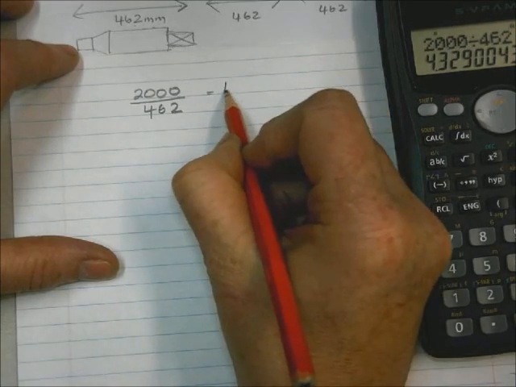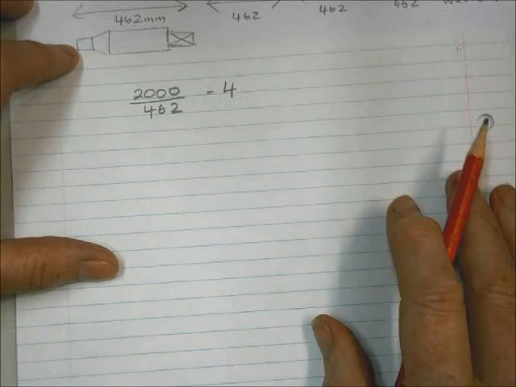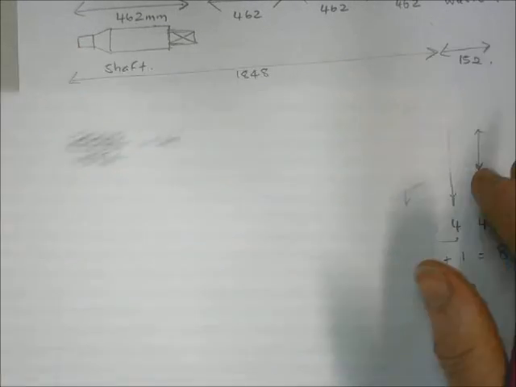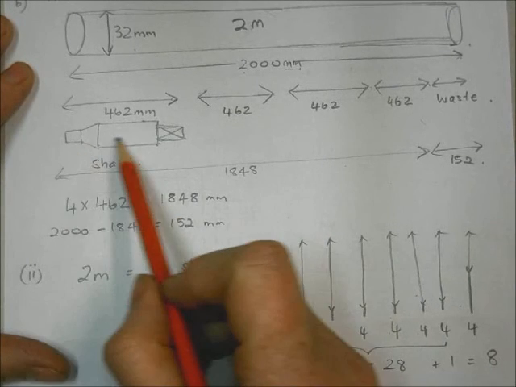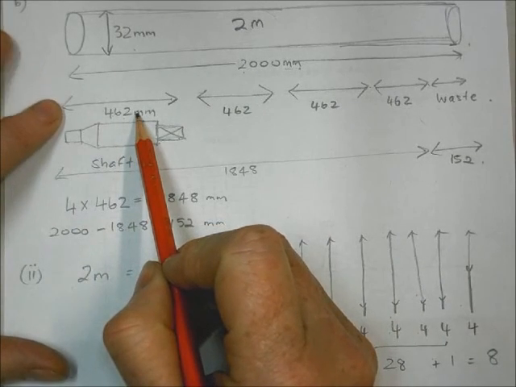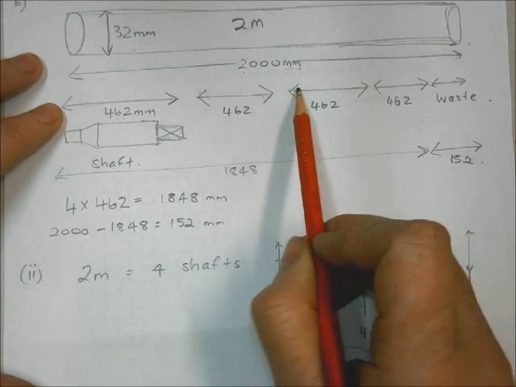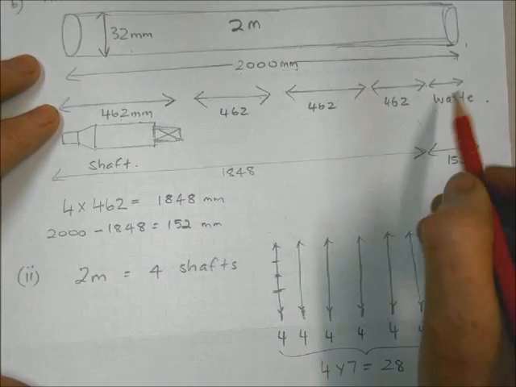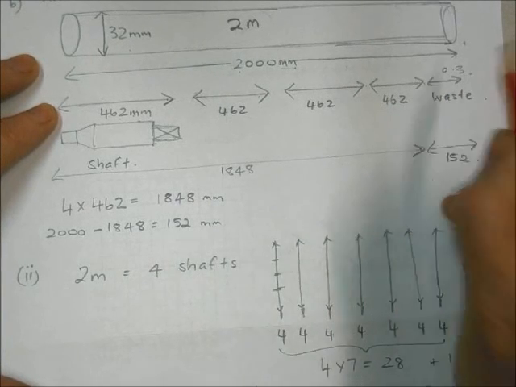So we know we've got 4 shafts that we can fit there. And this is what I've drawn over here. Okay, this is our shaft and it's 462 millimeters. We know we can fit 4, so 1, 2, 3, 4, and there's 0.3 waste. Okay, this is 0.3 waste here.